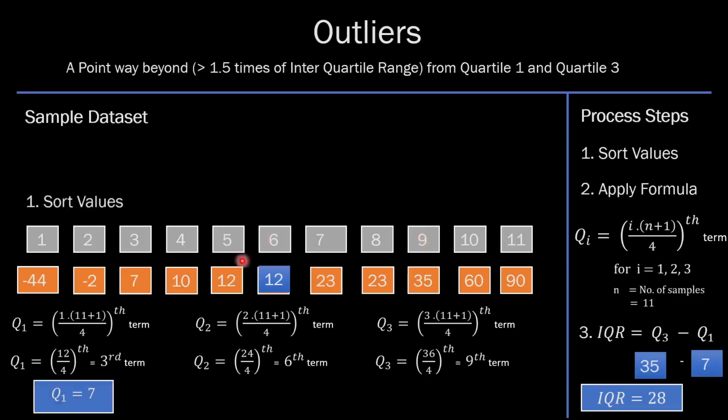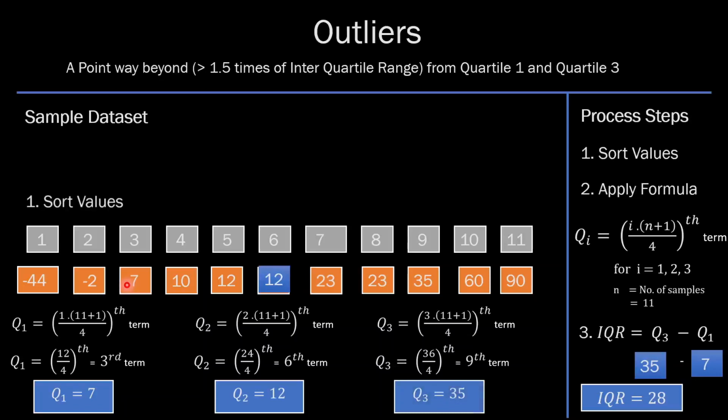Quartile 2, which is 12, is also called the median of this particular data set. Median is nothing but, if you sort the values, whichever is in the middle point. You can also understand that quartile 1 is the median of the first half of the data set, and quartile 3 is the median of the second half of the data set, which is 7 and 35 here. So quartile 1 is 7, quartile 2 is 12, which is also called the median, and quartile 3 is 35. Now let's move ahead and try to understand how to find the outliers based on these three values.